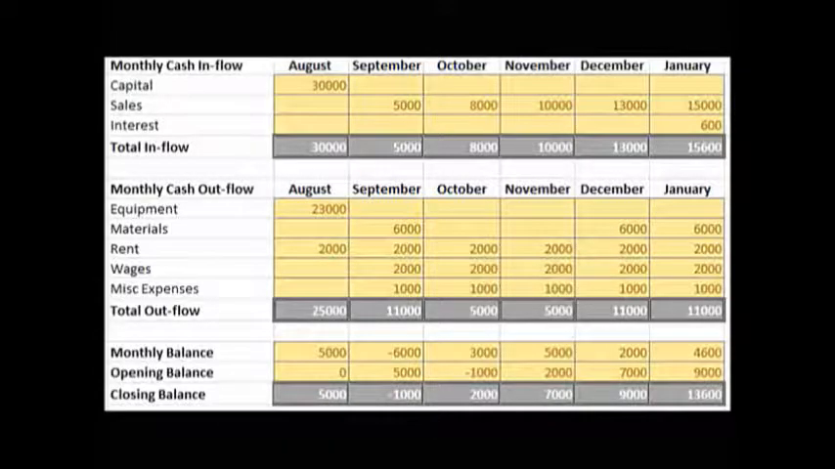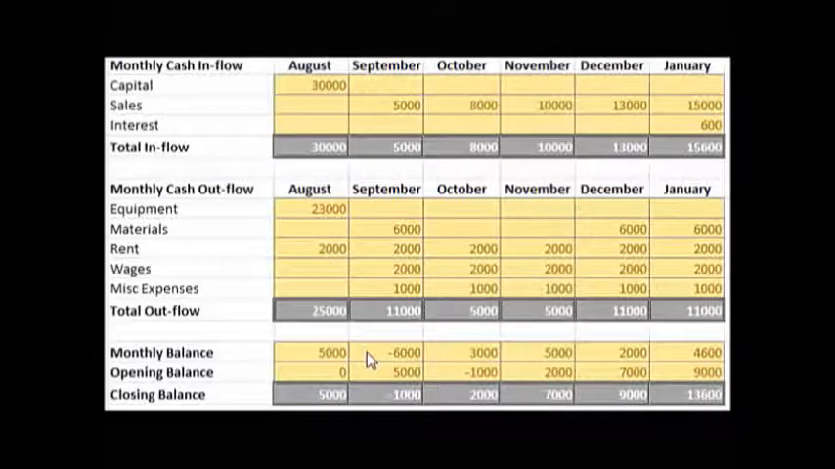In this final part of the cash flow forecast, we take the monthly cash inflow and put it together with the monthly cash outflow. So if you take the monthly cash inflow and subtract the monthly cash outflow, you get the monthly balance, which is here. So for August, you take the £30,000 for total cash inflow minus the total outflow of £25,000, and you get the monthly balance of £5,000 for August. For September, the monthly balance is £5,000 minus £11,000, giving the monthly balance for September as minus £6,000.